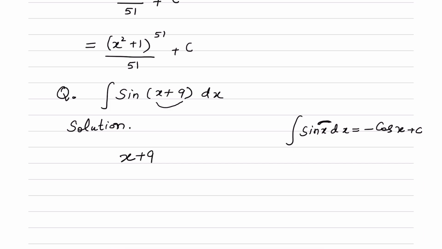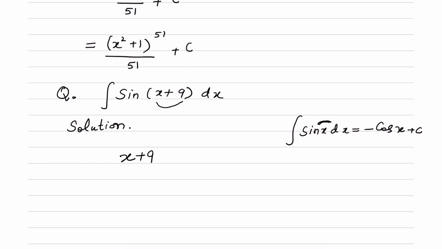So what we are going to do is put x plus 9 equal to another variable. But before we make this substitution, we have to think whether the derivative of x plus 9 is also here. The derivative of x plus 9 is 1, because the derivative of x is 1 and the derivative of 9 is 0. So the derivative of x plus 9 is 1 and here 1 is written. So yes, we can make this substitution.